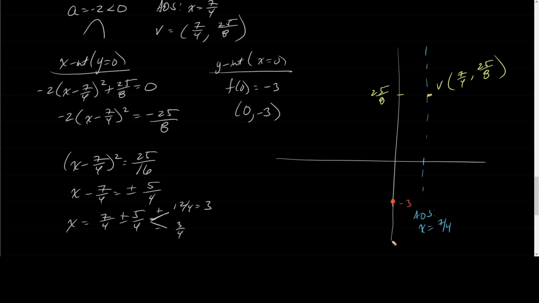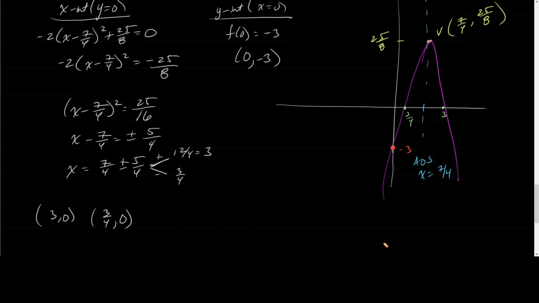And lastly, let's label our x-intercepts. So we have one here at around 3/4, and then another one over here at 3. Lastly, we draw our parabola, something like that. All right. We can draw that a little bit better. Nope, apparently we can't. Okay. That's a parabola facing downwards.